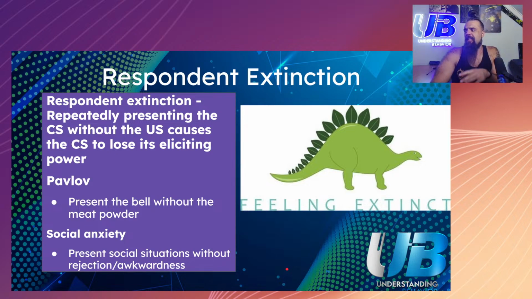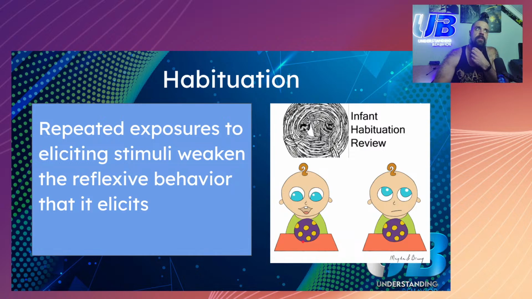There are two different ways that can be reduced. The first one is through respondent extinction. That's where we don't pair it with the US anymore. The other one is through what we call habituation. A little bit different than respondent extinction, but a little bit similar. This is when repeated exposures to eliciting stimuli weaken the reflexive behavior that it elicits.